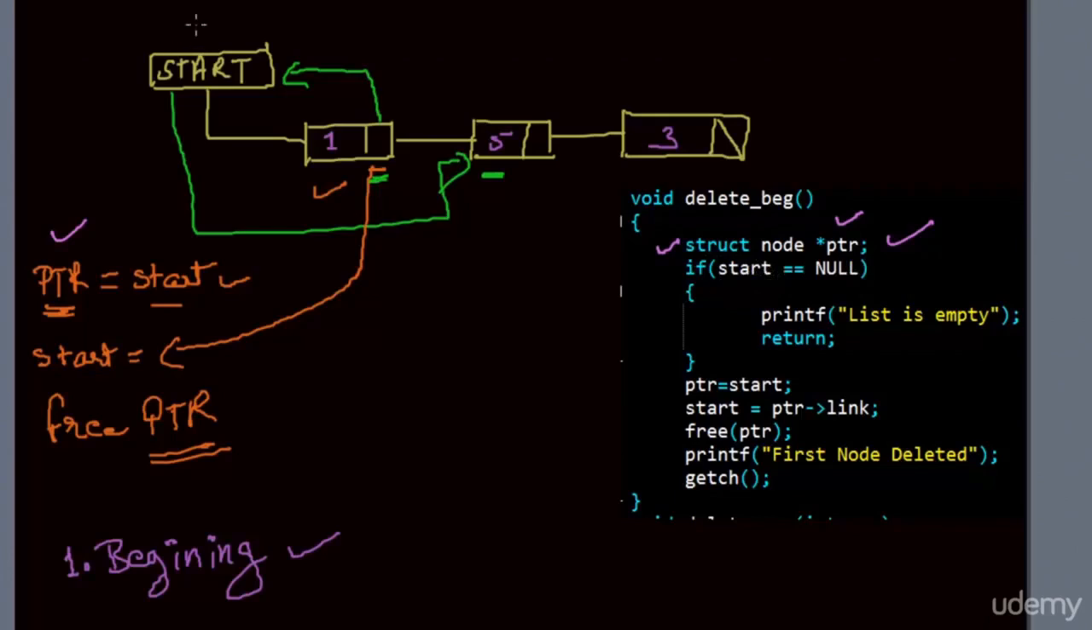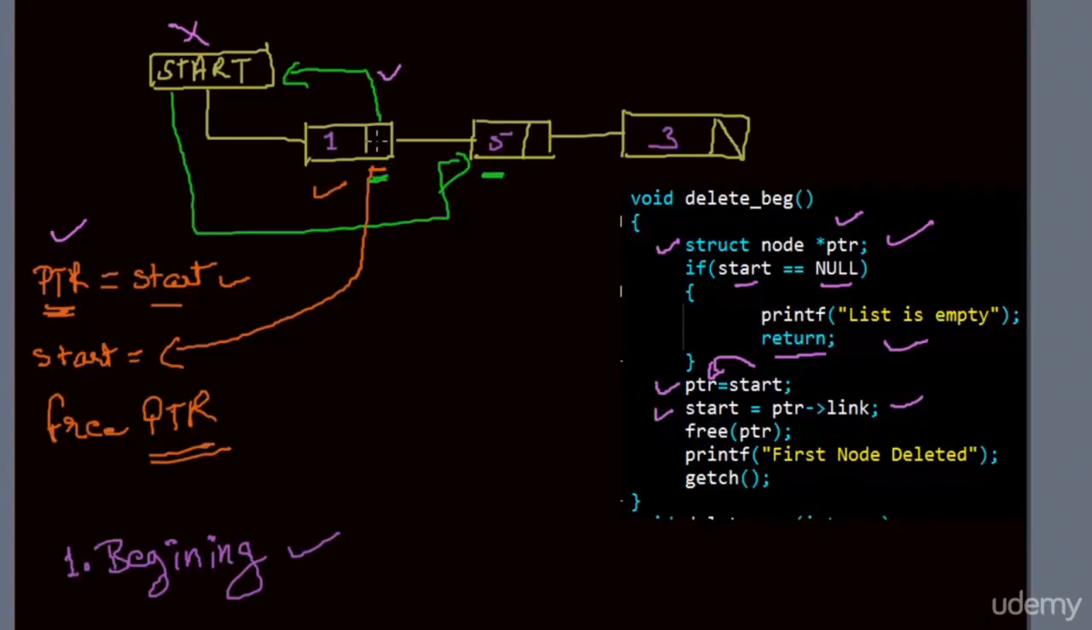If, for example, start doesn't contain anything, it's a null pointer, then there is no node in the linked list. Obviously, if start equals null, we will simply print list is empty and return. But if start is not null, we will temporarily store the content of start inside ptr, then we will replace start with ptr's link. Now this statement will do this one.